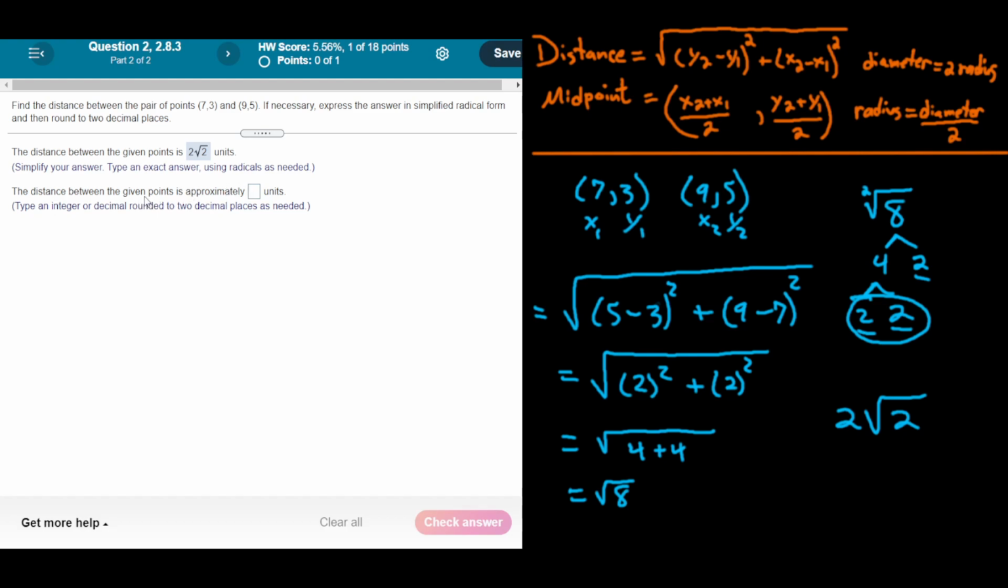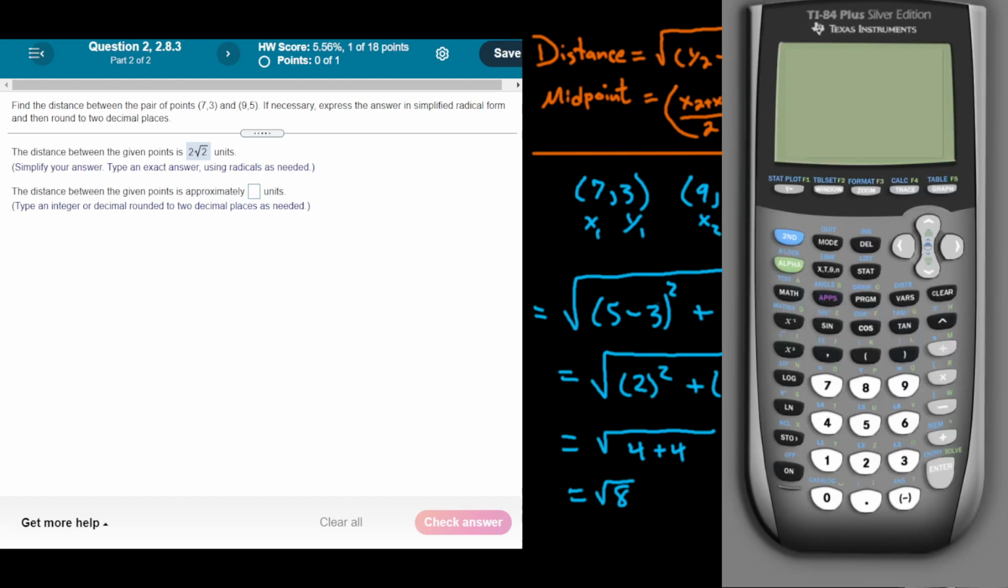Okay, it says the distance between the given points is approximately how many units? Okay, so we have to use a calculator in this case. So let's go ahead and take out our calculator. All right, good. You guys can see it. Okay, so all you do is type in 2, and then we need a radical. So to get to a radical, we're going to hit... oh, let's see. Can we use math? We could, but you know what? There's already a square root button here somewhere. Ah, there it is. It's right underneath the x squared button.